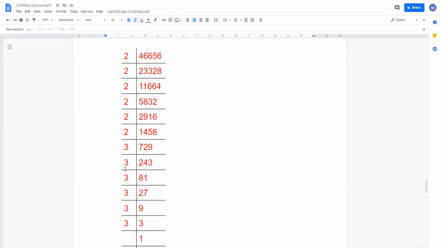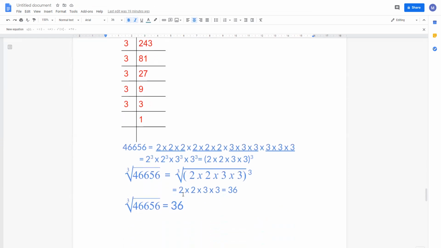Again 243 divided by 3 you will get 81, 81 divided by 3 is 27, 27 divided by 3 is 9, 9 divided by 3 is 3, 3 divided by 3 equals 1. So we have got 6 times 2 and 6 times 3 as the prime factors.